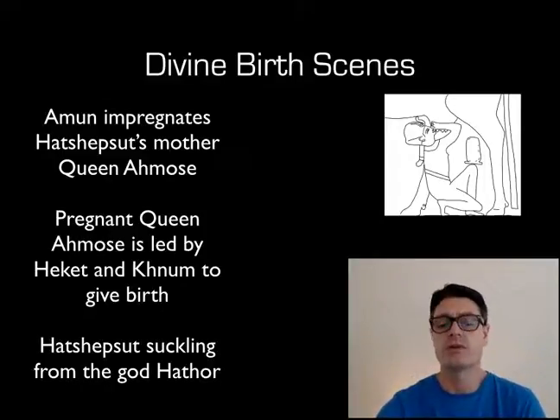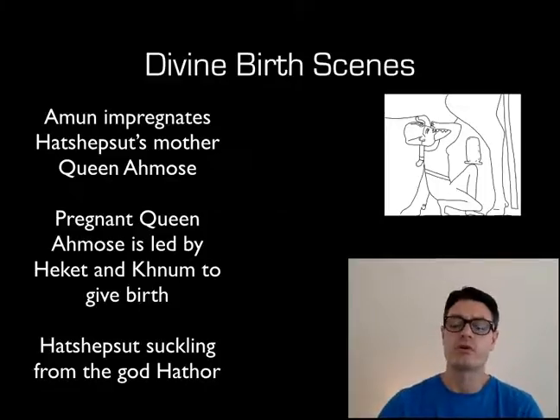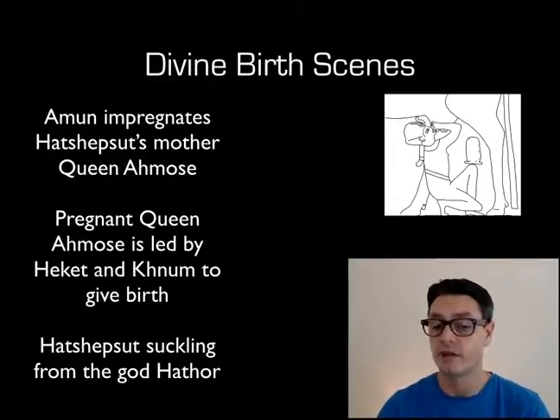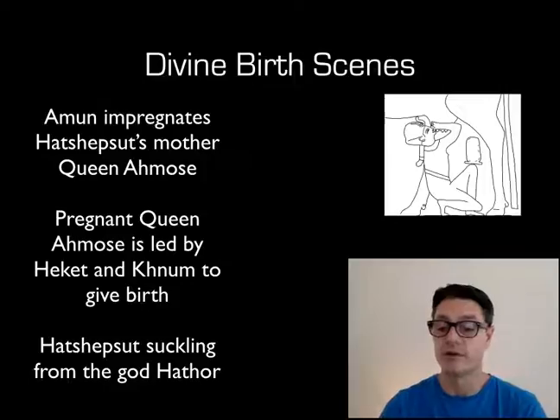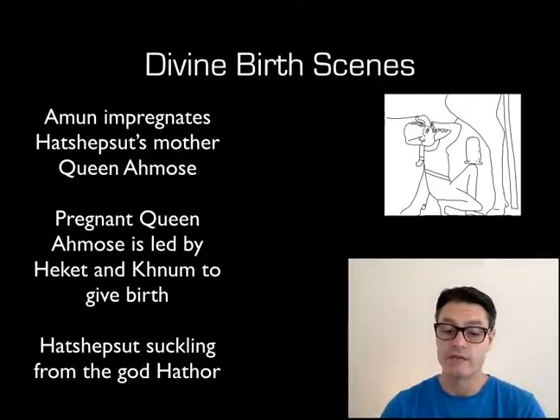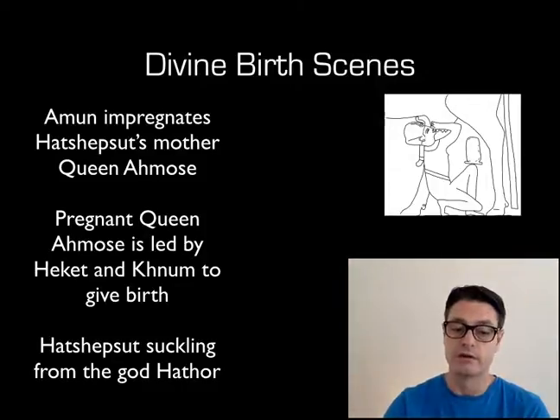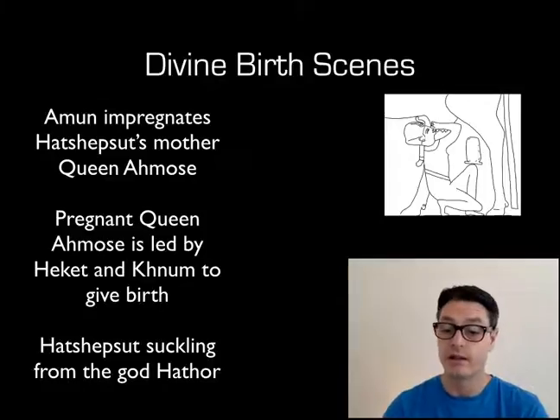So these scenes, historians argue, were used by Hatshepsut to try and show that she has a very close relationship to Amun, and therefore justify her claim to the throne, because she is physically the daughter of Amun. And these were used by some later Egyptian kings as well to justify their claim to the throne. But what's important to remember is these divine birth scenes had never been done before. No king had ever done them before Hatshepsut. They were a very clear innovation of hers to most likely justify her claim to the throne.